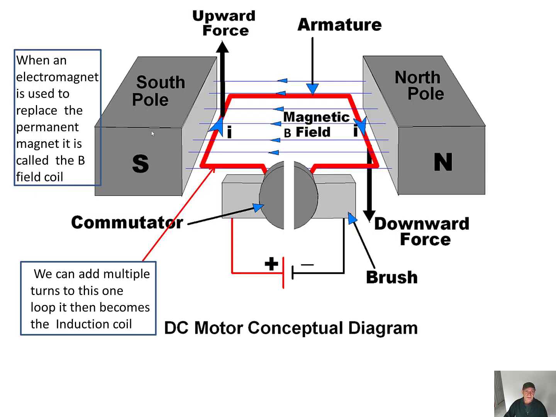Again, this is a basic motor or generator configuration. Here showing with two permanent magnets. When an electromagnet is used to replace the permanent magnet, it is called the B field coil. We can add multiple turns to the coil here, and then this becomes called the induction coil.